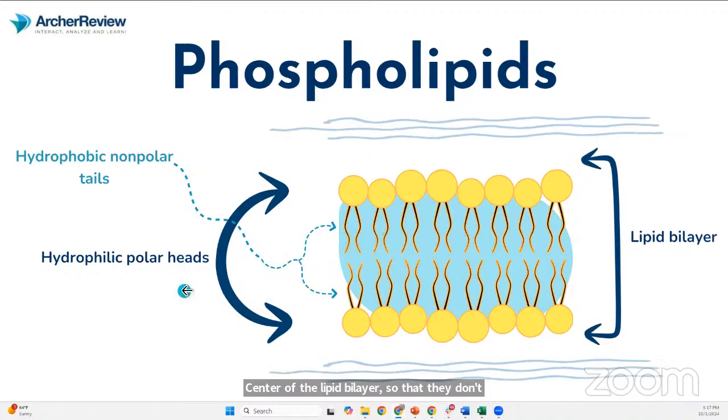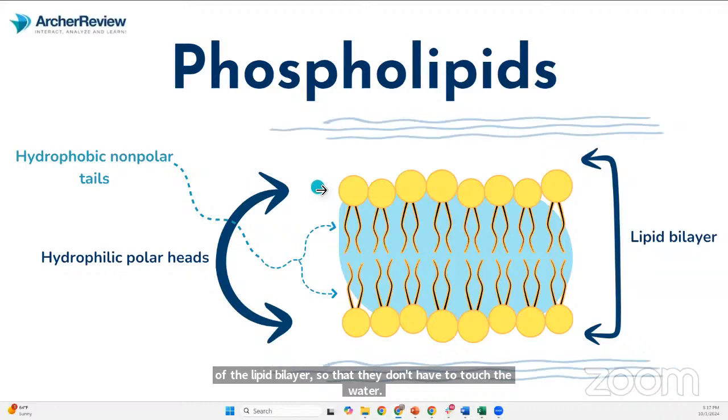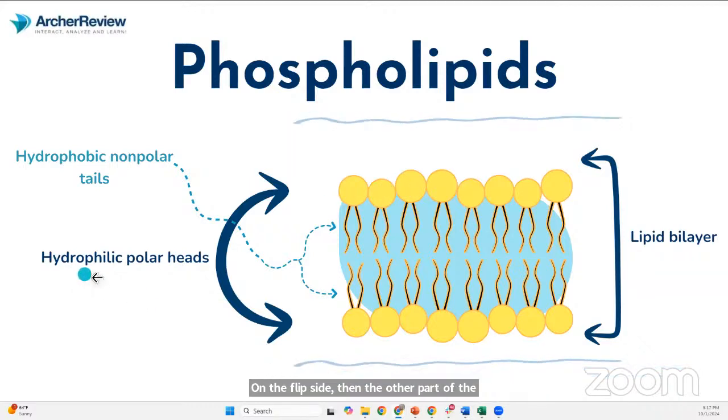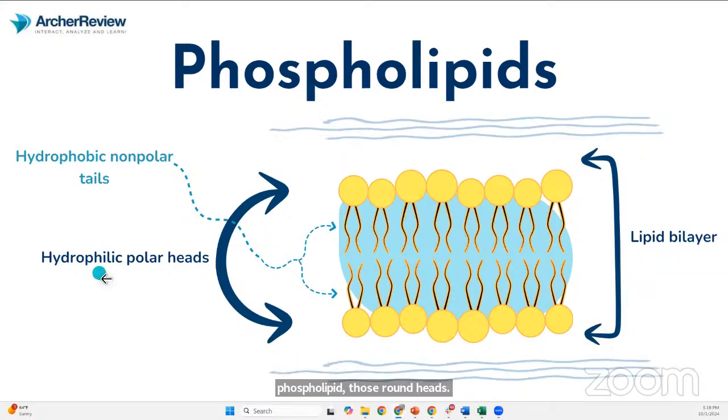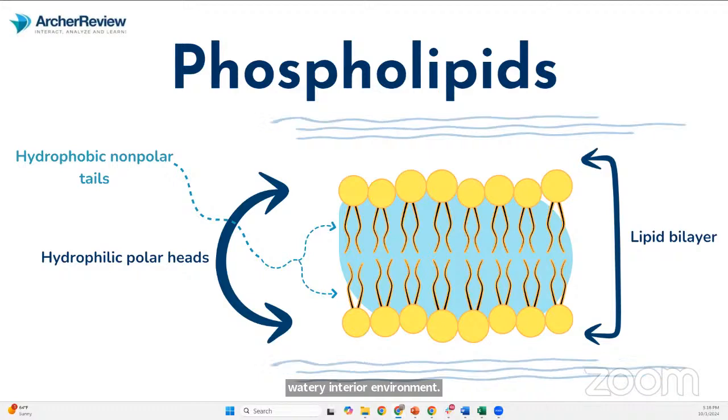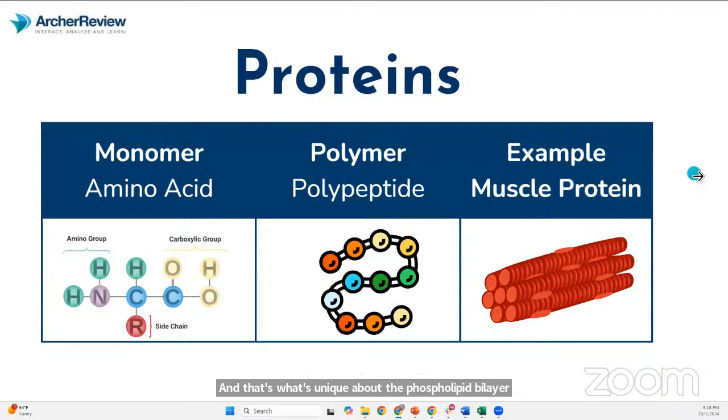On the flip side, then, the other part of the phospholipid, those round heads, are fond of water. They're hydrophilic, and so they orient towards the watery exterior environment or the watery interior environment. And that's what's unique about the phospholipid bilayer and about phospholipids as a whole. Next, we're going to take a look at proteins.